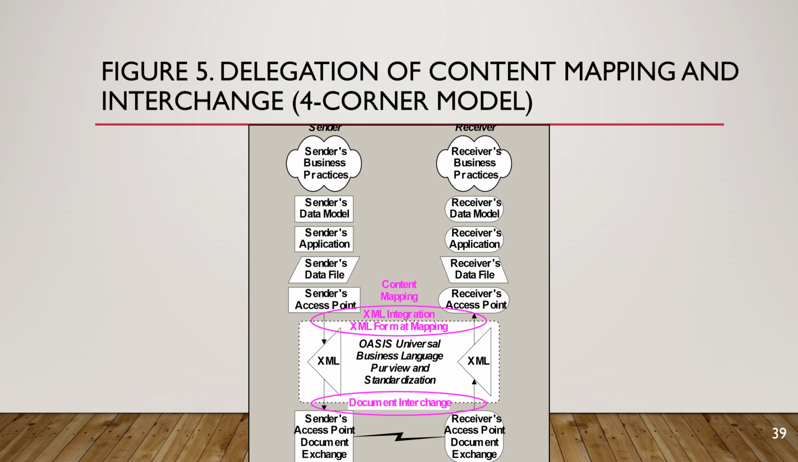The sender's access point document exchange sends that universal format over to the receiver's access point document exchange agent. And then that agent makes that available to the receiver's access point, and it's the receiver's access point that then takes that universal format, translating it back into the format that the receiver's application wants to use, and everything works. This is called the four-corner model.